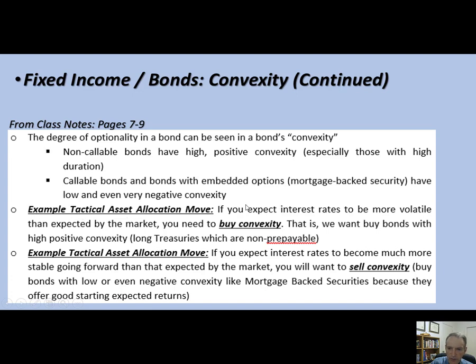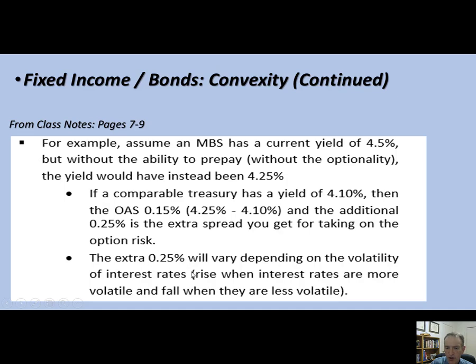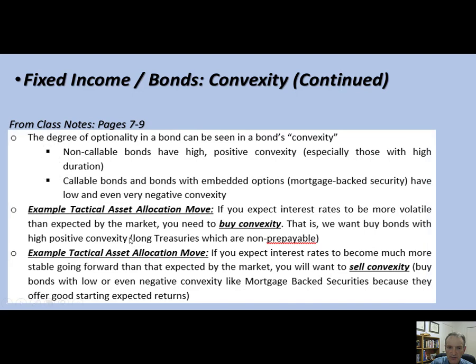So tactically, what did we say? It all comes down to the volatility of interest rates. So if you expect interest rates to be more volatile than expected by the market, that's real critical. That 25 basis points is going to be driven by what the market expects. So if the market's expecting interest rates to be very, very tame, but you expect them to be very volatile, you want to buy convexity. What does that mean? You want to buy bonds with high positive convexity, like non-callable bonds, not mortgage securities. You'd rather have Treasuries. All right?